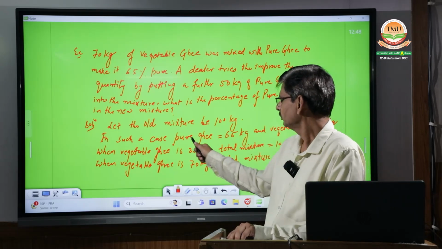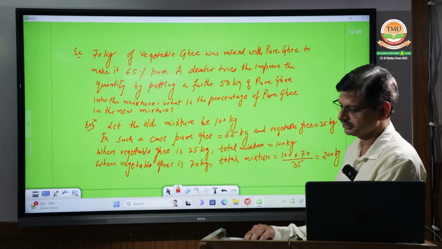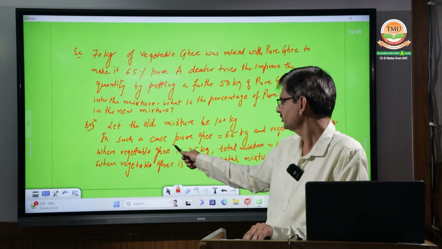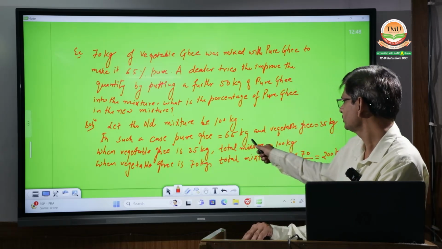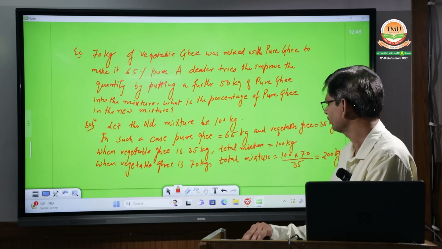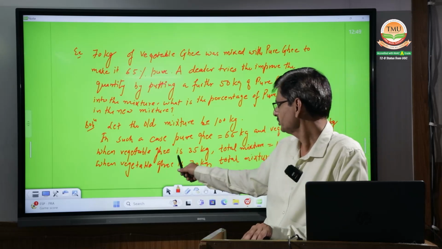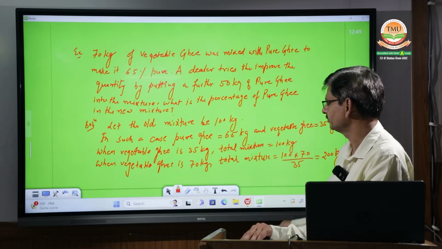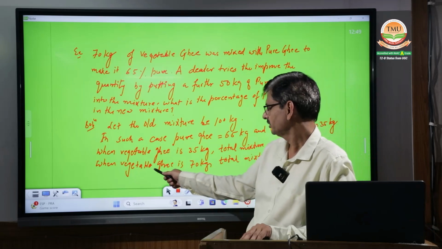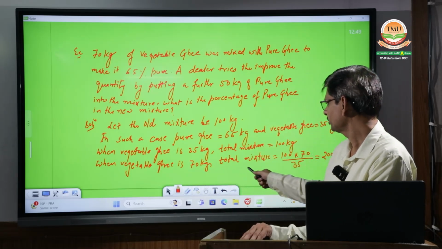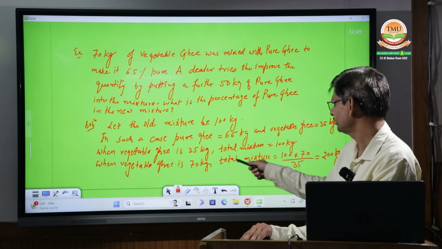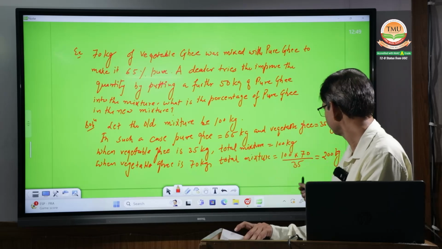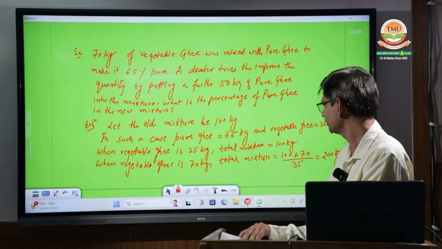Now let the old mixture be, suppose, 100 kg. In such a case, pure ghee is 65 kg and vegetable ghee is 35 kg. When vegetable ghee is 35 kg, then total mixture is 100 kilograms. When vegetable ghee is 70 kg, then total mixture is 100 into 70 divided by 35, that is 200 kg.